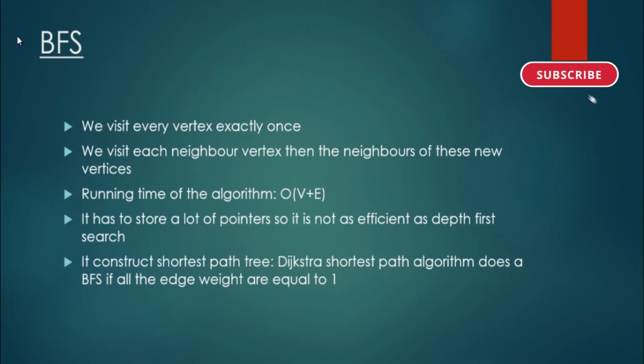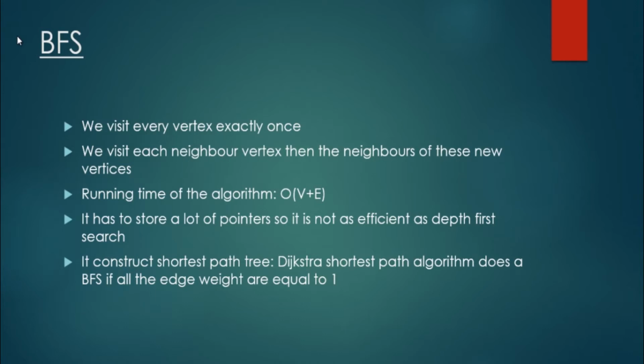So it has to store a lot of pointers, so it is not as efficient as depth-first search, but it has lots of applications. And we store these pointers in an abstract data type, a queue for example, and maybe we are going to talk about quite advanced algorithms such as A-star search or iterative depth-first search, because both depth-first search and breadth-first search have disadvantages and some advantages, and iterative depth-first search, for example, tries to combine the advantages of both depth-first search and breadth-first search.